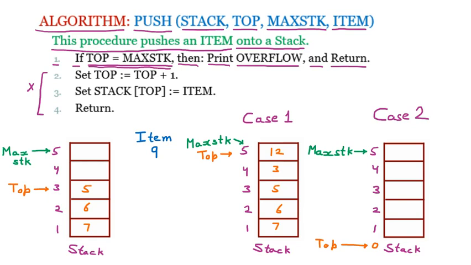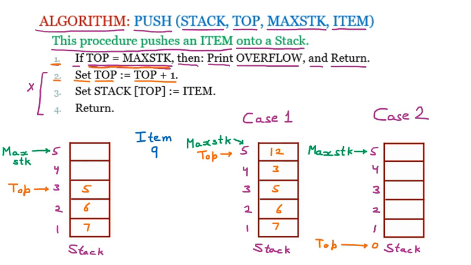Now in that case, we have to see how the program will work. So case number 2, the stack is empty. The first line here checks whether top is equal to max stack. The first line is not executed because top and max stack are not equal, so that part will not run and it will go to line number 2.